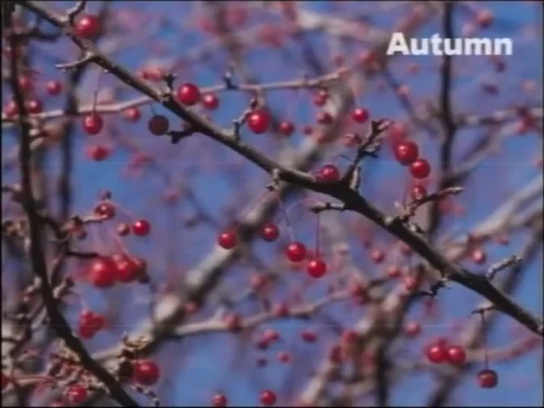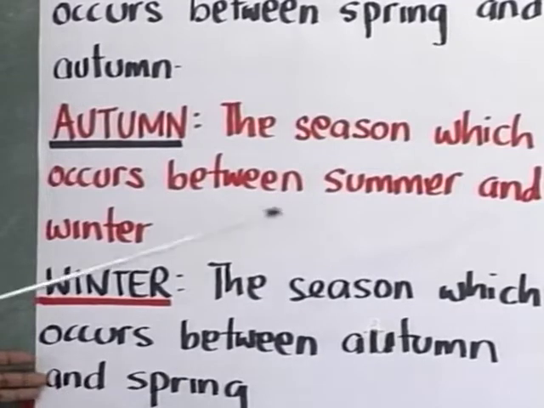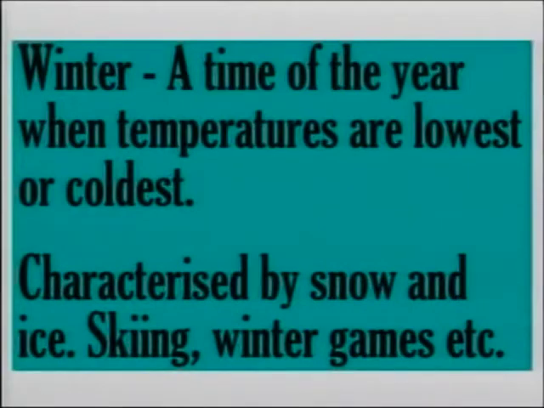Okay, and finally, from what we have covered already in our discussion, the last of the seasons then is winter. This is the season which occurs between autumn and spring. So the season that occurs between autumn and spring is winter. It's the time of the year when temperatures are lowest or coldest. Summer is the opposite. The temperatures are highest or it is the hottest. In winter, the temperatures are lowest or also coldest, and characterized mainly by activities which are common during the winter season. Snow and ice would be the main features that we look at to tell us that it is perhaps winter.